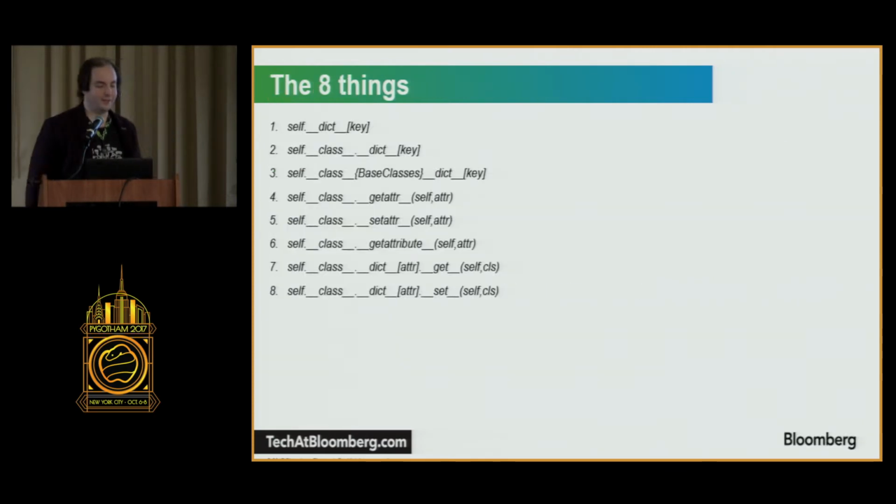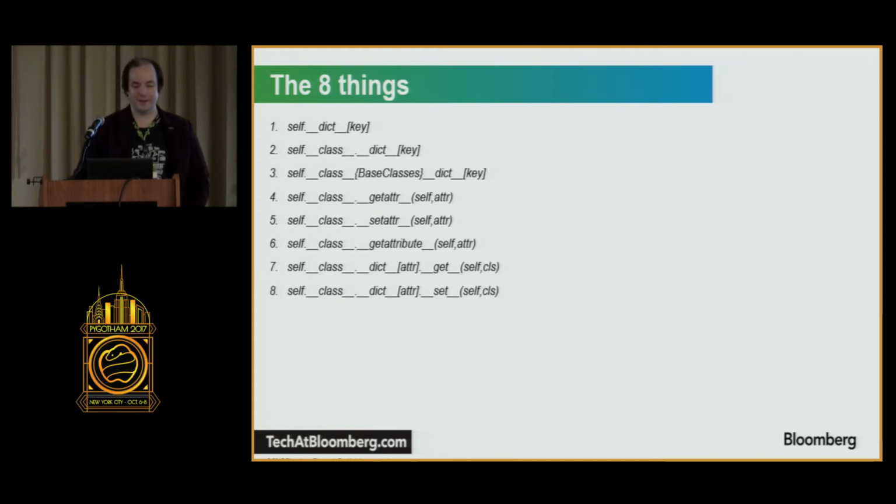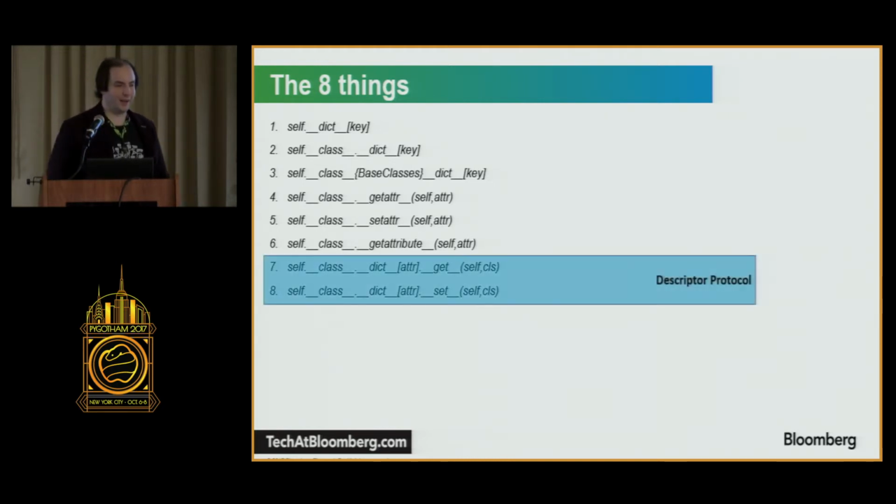So here then we have the 8 things that I promised. Here are the 8 things that happen, or you could probably list these a few different ways. The first 3 are our basic search: check the instance, check the class dict, check the base class dict. The next 3, 4 through 6, are our magic methods: getAttr, setAttr, and getAttribute. 7 and 8, however, are the descriptor protocol. These are actually saying it is relevant what the object found in the class dict is and what methods are on that.